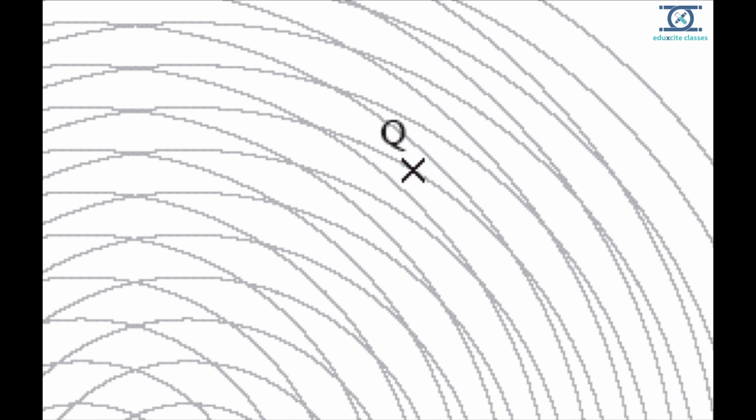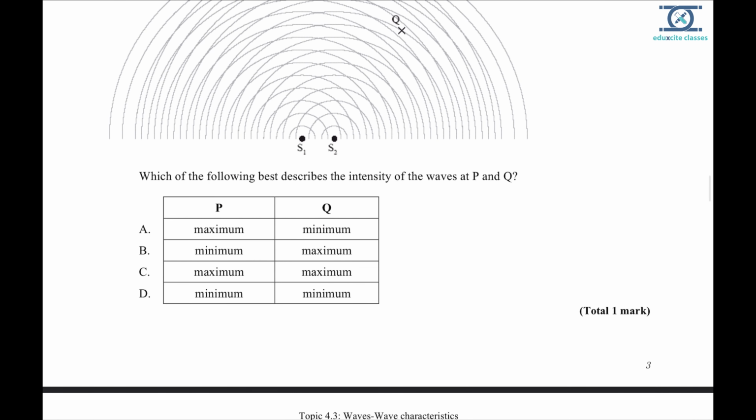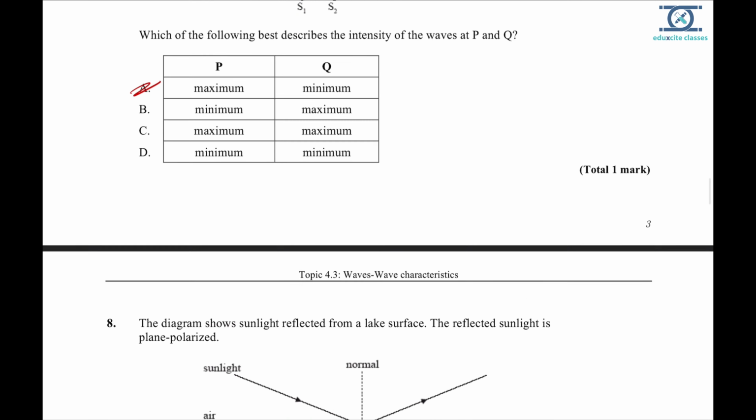So only if this is crest, this will be trough and this is the crest of 1. Let us say this is the crest of S1, then at this position it will be the trough of S2. So they will cancel out and you will get minimum. So P is maximum, Q is minimum, option A.